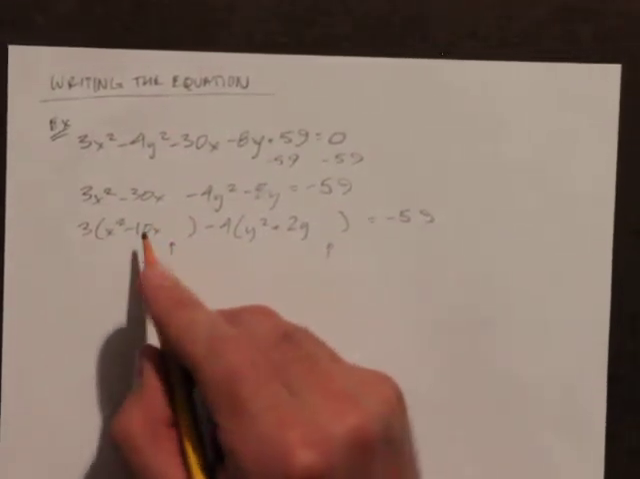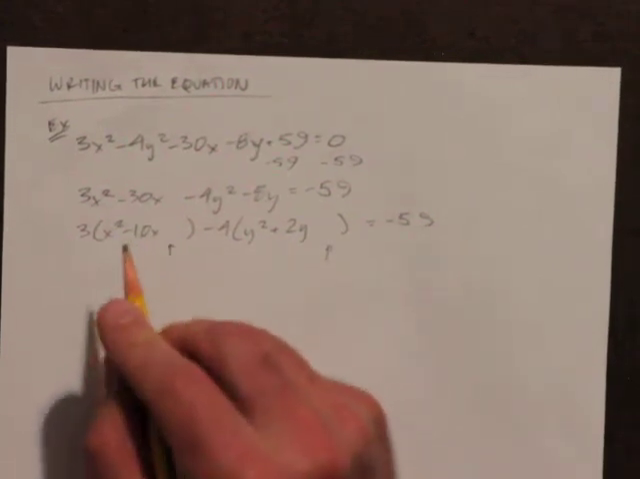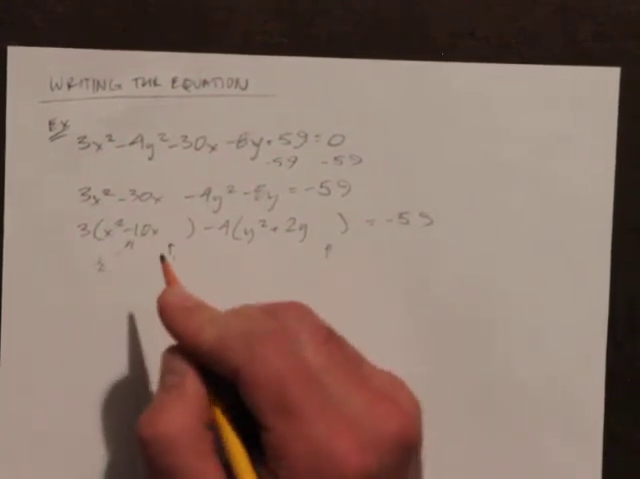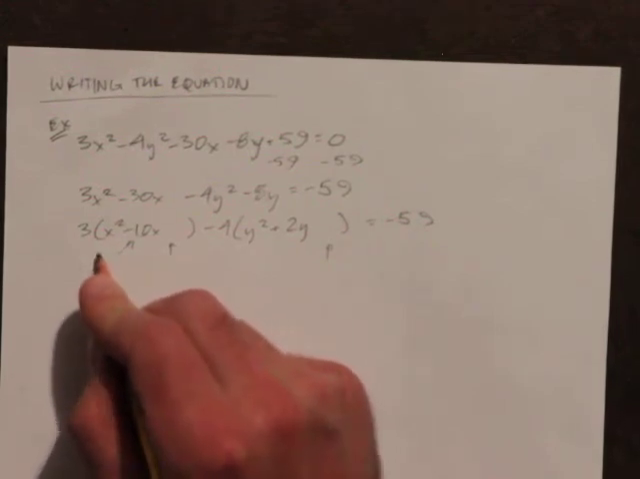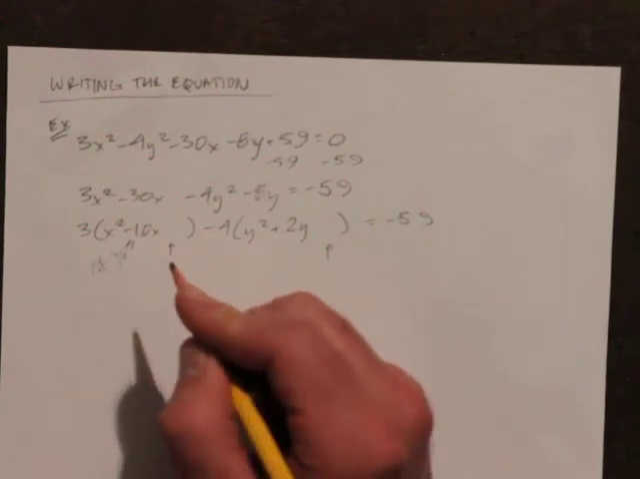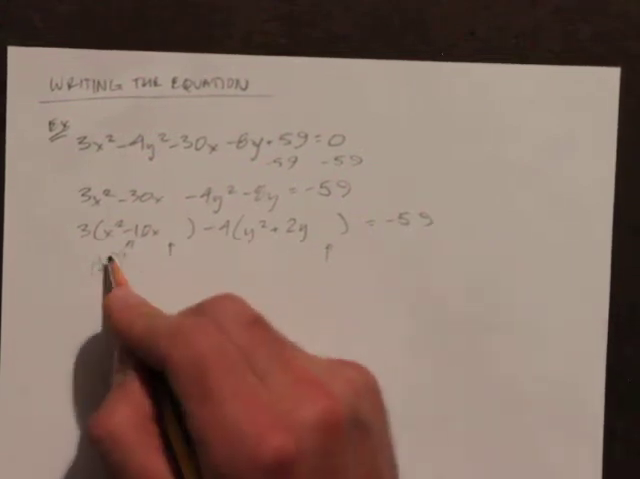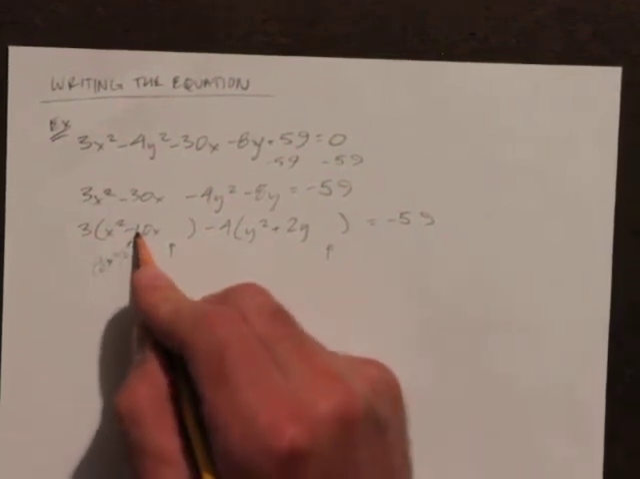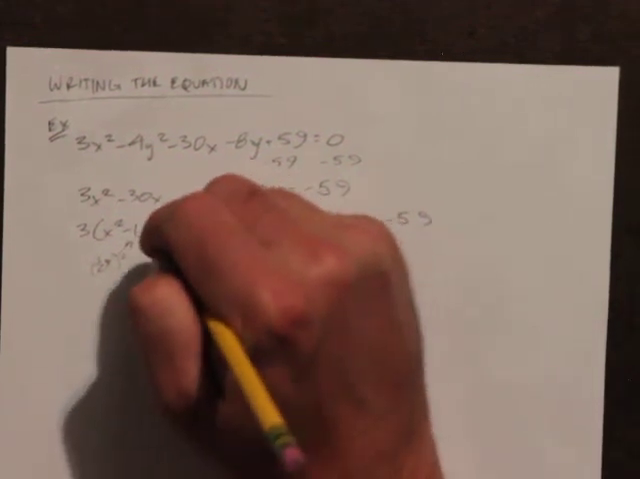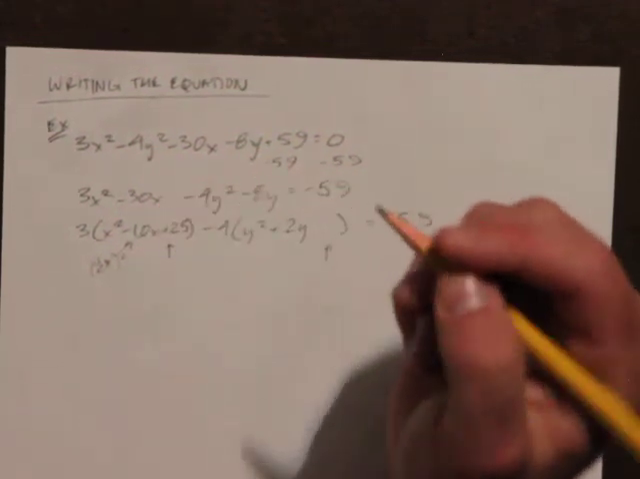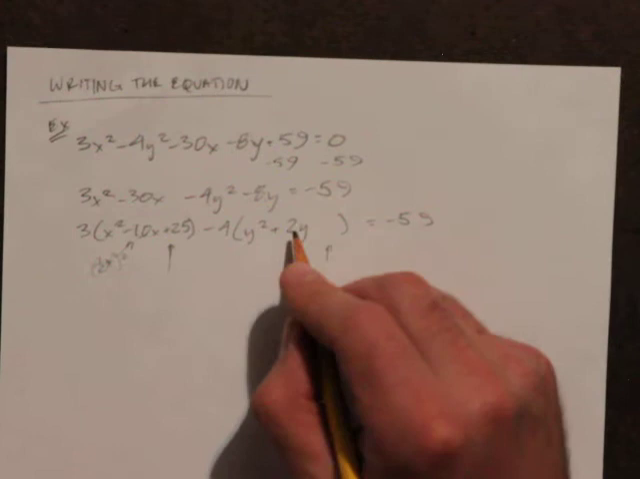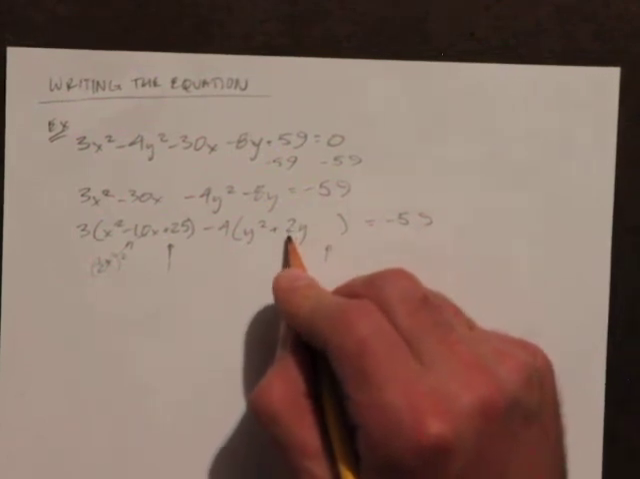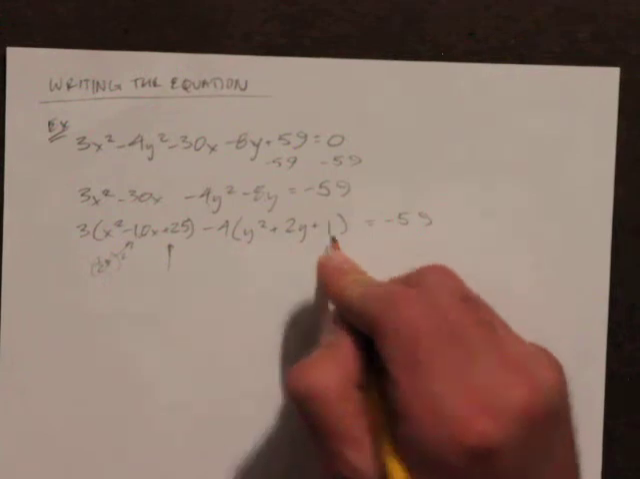So I take half of this number, and then I square it. Half of this number and square it. So half of negative 10 is negative 5. Negative 5 squared is 25. So I need to add 25 in here. We're going to look at this again in just a second. Same thing here. Half of 2 is 1. 1 squared is 1. So I'm going to add 1 here.